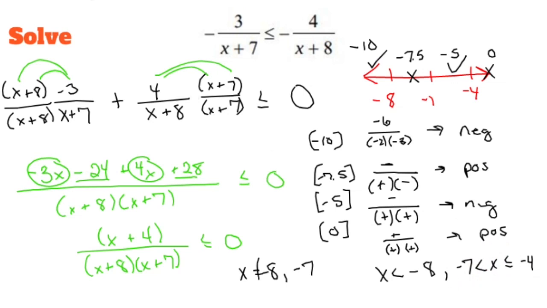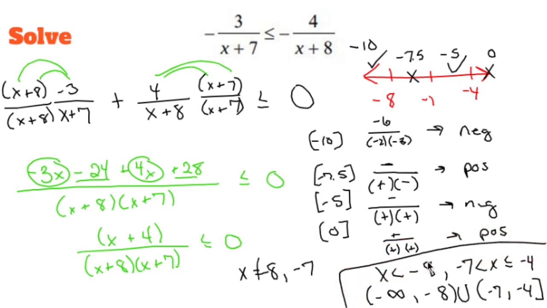If you have a teacher that wants you to write it out in union notation, you could write it as negative infinity to negative 8 with parentheses, union, which means and, negative 7 to negative 4 with a bracket, because we are allowed to include negative 4. There's nothing here that says we can't plug in negative 4. If I plug in negative 4, I get 0, and I'm allowed to get 0, and this won't be undefined. So that's my guy right there. Ooh, it's a doozy. But that does it for this section.